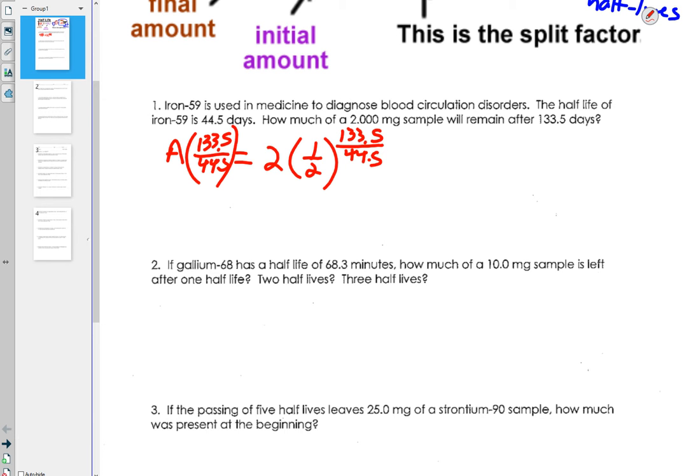What is 133.5 divided by 44.5? Is it exactly 3? Somebody with a calculator tell me so I don't have to calculate. Please. It's 3, right? Perfect. So then I can just say A at 3 is equal to 2 times 1/2 to the 3rd power.